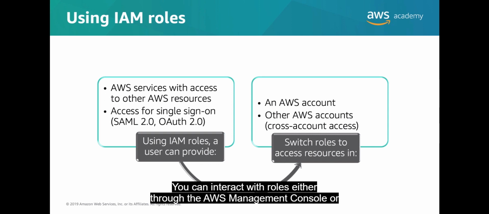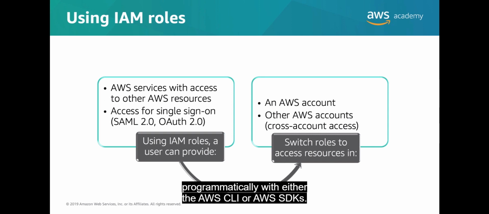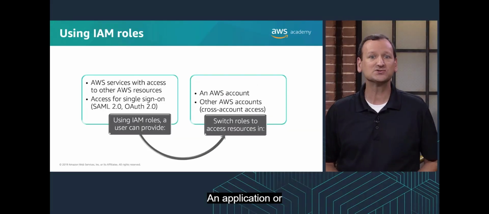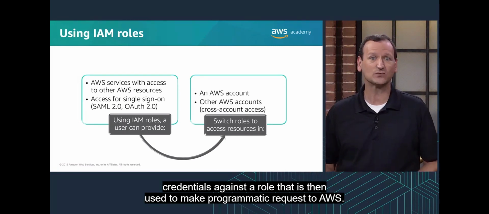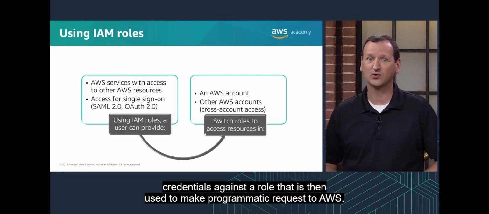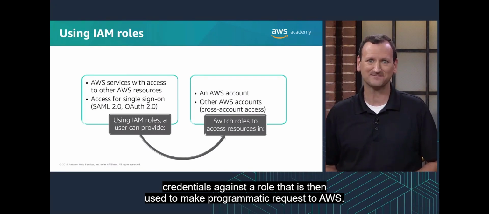You can interact with roles either through the AWS Management Console or programmatically with either the AWS CLI or AWS SDKs. An application or a service, such as Amazon EC2, can assume a role by requesting temporary security credentials against a role that is then used to make programmatic requests to AWS.